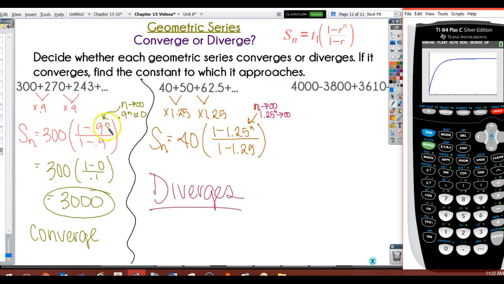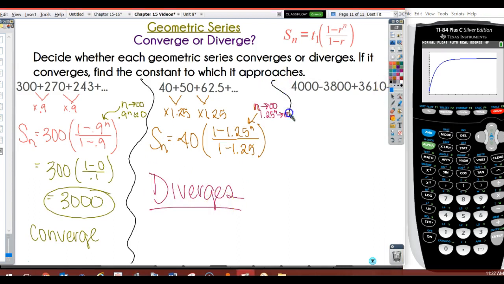So since this number was smaller than 1, our terms were decreasing, which made us converge. Here, our ratio is larger than 1, which means that my terms are growing, which means that my sum is also growing, which makes us diverge.